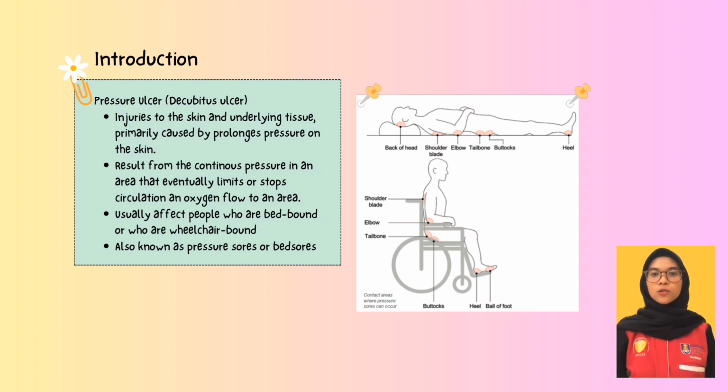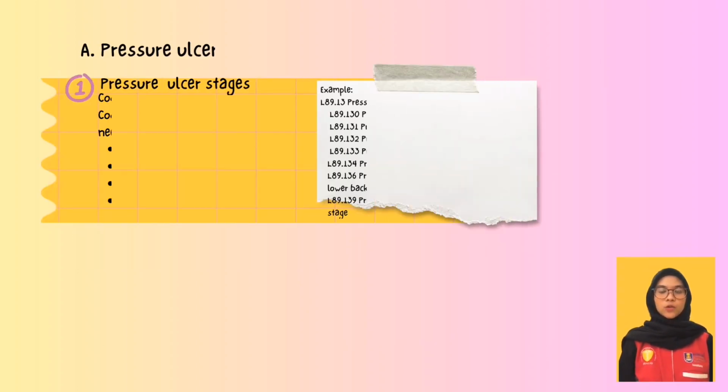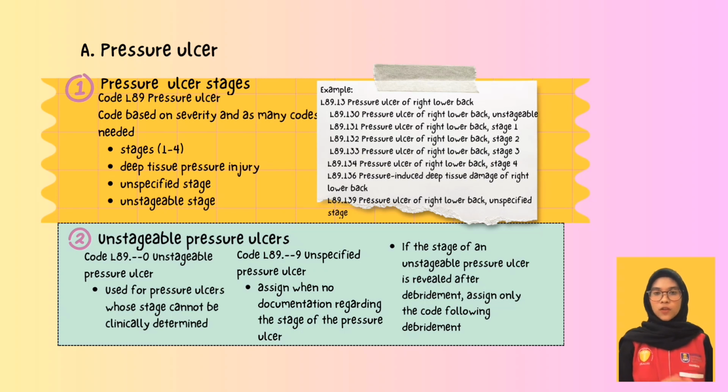Pressure ulcers, also known as pressure sores or bed sores, are injuries to the skin and underlying tissues and usually affect people who are bedridden or who sit in a chair or wheelchair for a long period of time. To code this particular condition, first we have to look at the code L89 pressure ulcer in the tabular list and identify the site as well as the stage of the pressure ulcer.